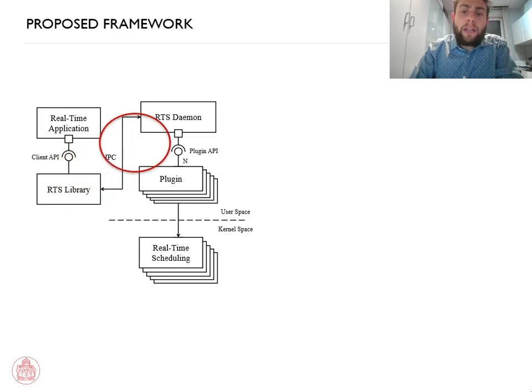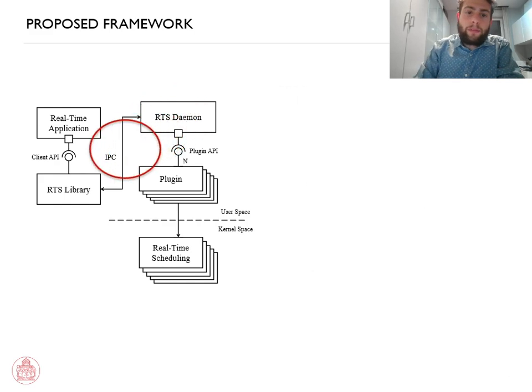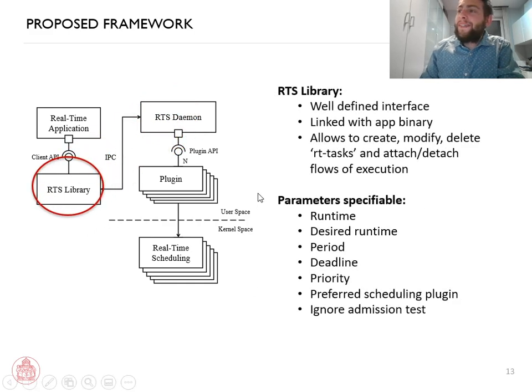In the slide here, I have reported the parameters you can specify with your application, such as the desired runtime, the period, the deadline, the priority. For instance, in your application, you can declare only the periodicity, and then it is enough to schedule your application with the rate monotonic plugin.